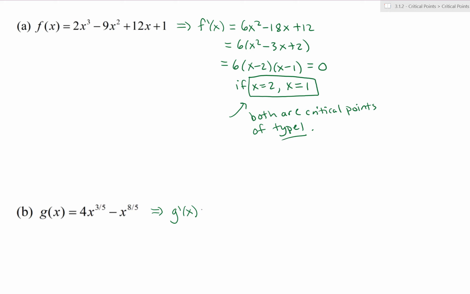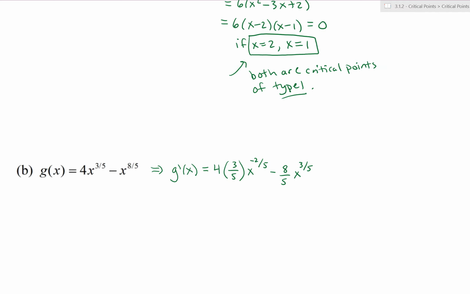We need g prime of x, so let's apply our power rules. We get 4 times 3/5 times x to the negative 2/5 for that first term, minus 8/5 times x to the 3/5 power. Now let's clean this up a bit because, again, we need to figure out if this derivative ever equals 0 and also if this derivative is ever undefined. Notice for both of these terms, I can factor out a common factor, that common factor being 4/5 from both of the terms, but also an x to the negative 2/5 from both of the terms.